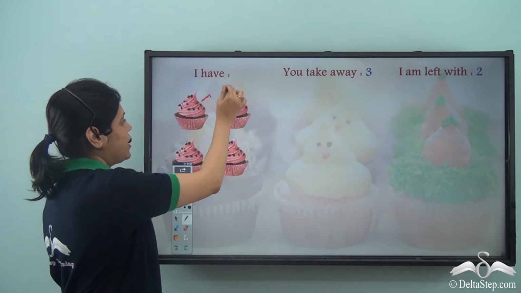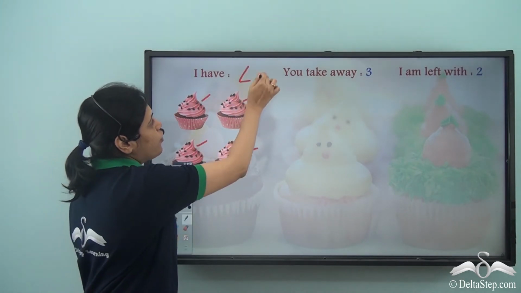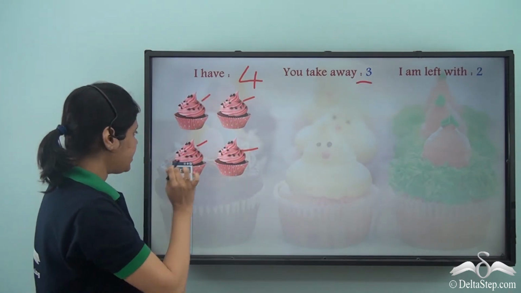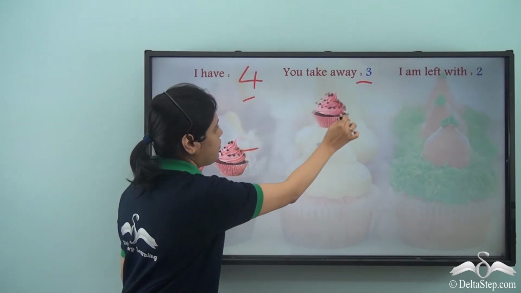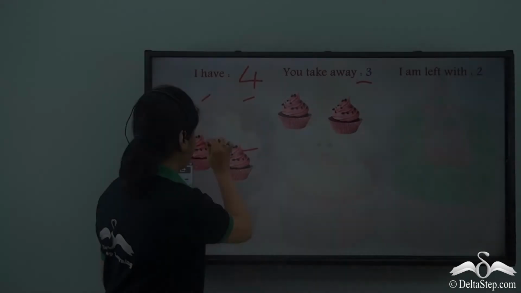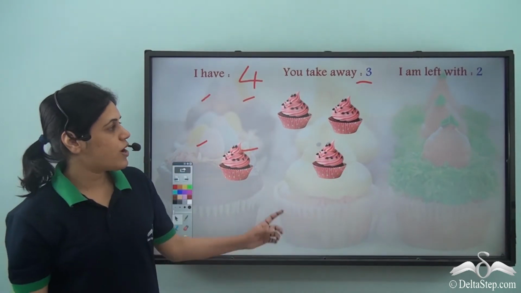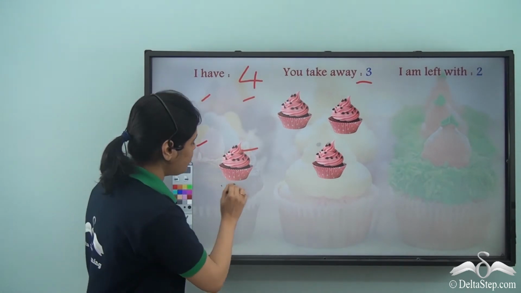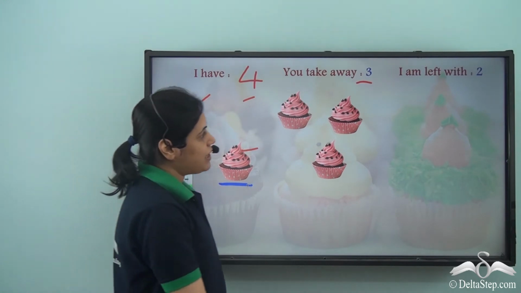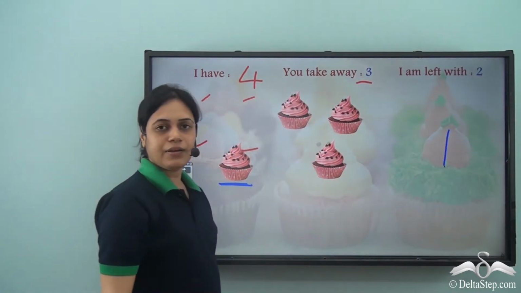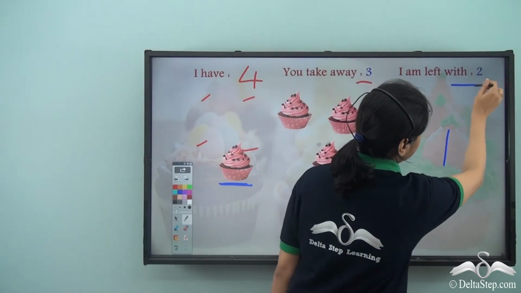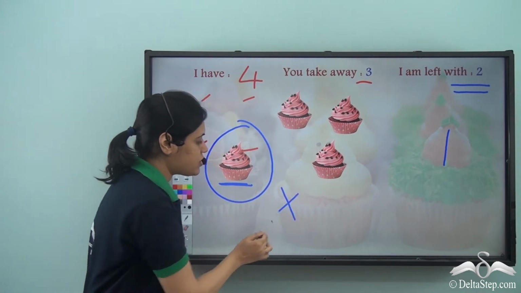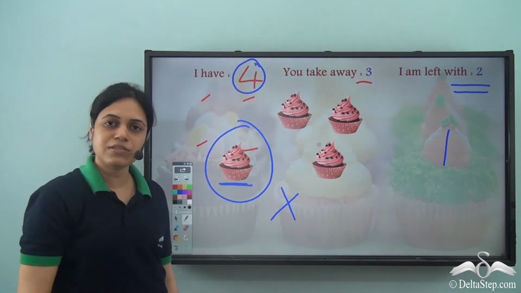Now I have 1, 2, 3, 4. 4 cupcakes and you take away 3. So let me give 3 to you. 1, 2, 3. So I give 3 to you. How many am I left with? Let's count. 1. So I am left with just 1 cupcake. But it is given that I am left with 2. So even this is not a possible answer. Even 4 is not a possible answer.